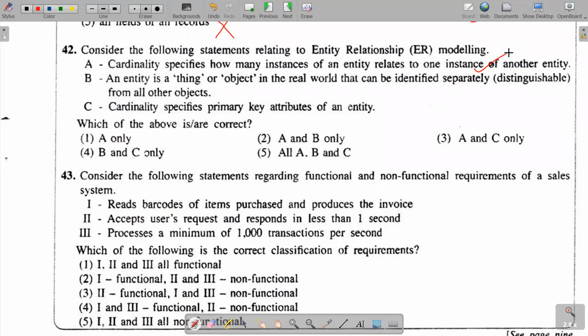An entity is a thing or object in the real world that can be identified separately from all other objects. Yes, that is correct as well. Cardinality specifies primary key attributes of an entity. No, cardinality does not specify the primary key attribute of an entity. So it's only A and B. Cardinality උදව් වෙනවා relationship එක හදාගන්න. එතකොට ඒකල අතර තියෙන සම්බන්ධය 1 to 1, 1 to many, primary foreign key එක define කරගන්න උදව්වක් වෙනවා. Primary key define වෙන්නේ ඒ entity එකේ තියෙන uniqueness අරගන්න එකට. ඒකට cardinality අදාළ වෙන්නේ නැහැ. So for the 42nd it should be the second answer.